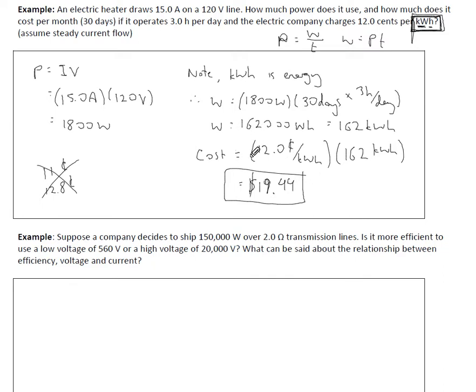Here's another one. Suppose a company decides to ship 150,000 watts over a 2.0 ohm transmission line. Is it more efficient to use a low voltage, 560 volts, or a high voltage at 20 volts? What can be said about the relationship between efficiency, voltage, and current? You may have heard the thing about loose power lines and danger, stay away. That's because, well, we'll see right now. So let me just scroll down first.